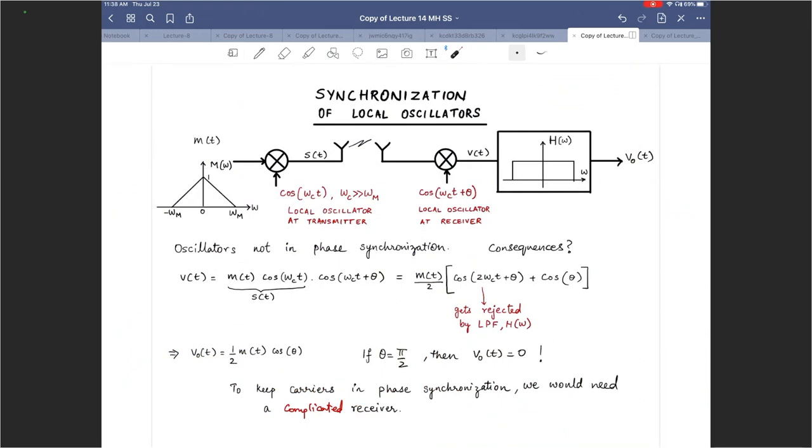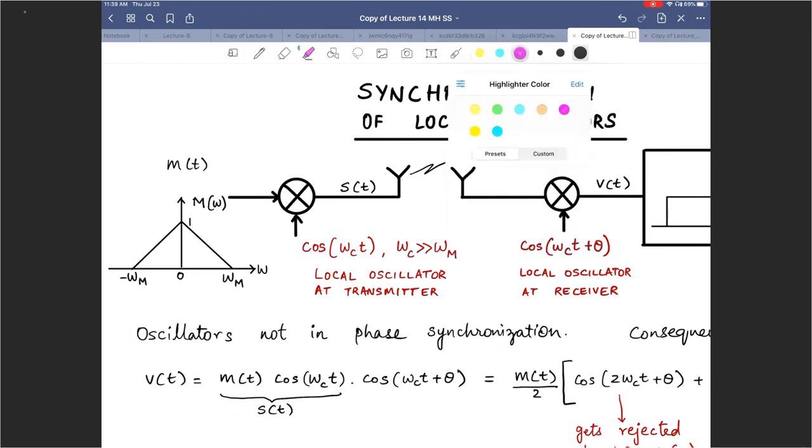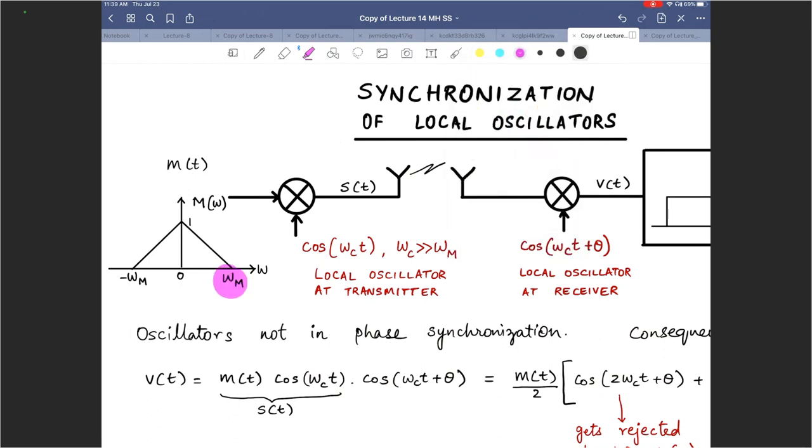Let's come back to the question that was raised earlier. Synchronization of local oscillators. What is the problem? So for this purpose, we have a transmitter on the left here. M of t is the message. The Fourier transform of the message is assumed to be a triangle between negative omega m and omega m. So omega m is right now the highest frequency in the message, the max radian frequency in the message.